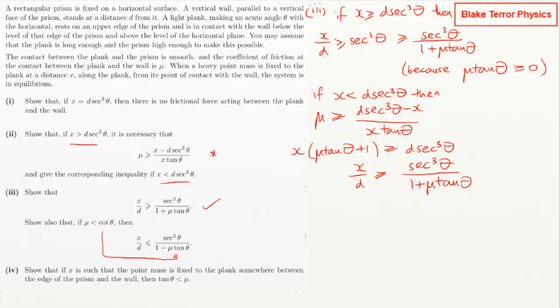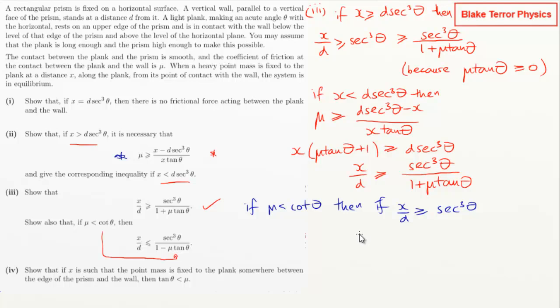So we've got, what am I going to do with this then? So let's go back to blue. Again, we've got the two cases. So if mu is less than cot theta, then if x over d is greater than, I think, can I go for, I'm going to go for equal. I mean, it sort of worked last time, sec cubed theta. Then, so that was using this one up here.